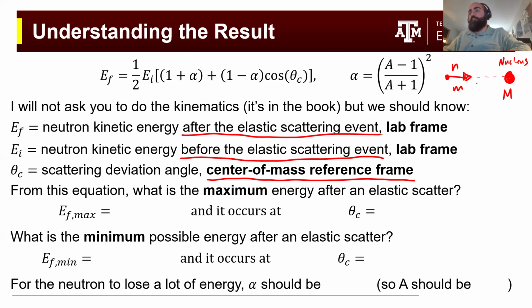Hopefully we can reason about that just by thinking about kinematics, particles colliding with each other, and recognize that 0 degrees would be the angle that corresponds to the neutron losing the least amount of energy. Because if it's 0 degrees, the neutron basically grazes right by. That's what we would call that kind of collision: we would call it a graze.